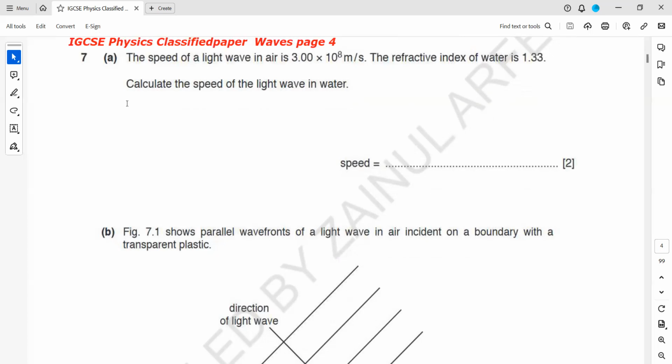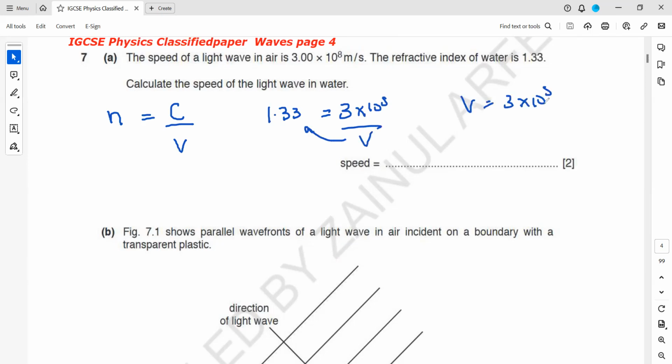So the speed of light in air is 3 exponent 8 and the refractive index is 1.33. We need the speed in the medium. What's the formula to work out the refractive index and speeds? The formula is the speed of light in air divided by the speed of light in the medium. So the refractive index is 1.33. The speed of light is 3 exponent 8 and the speed in the medium we don't know. Cross multiply. So speed will be equal to 3 exponent 8 divided by 1.33.